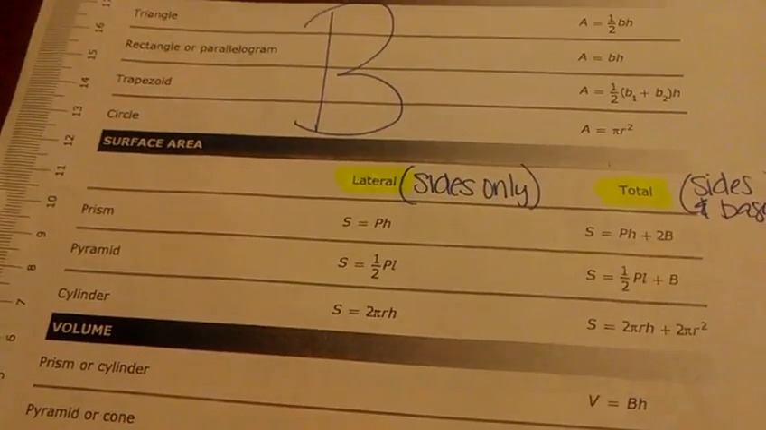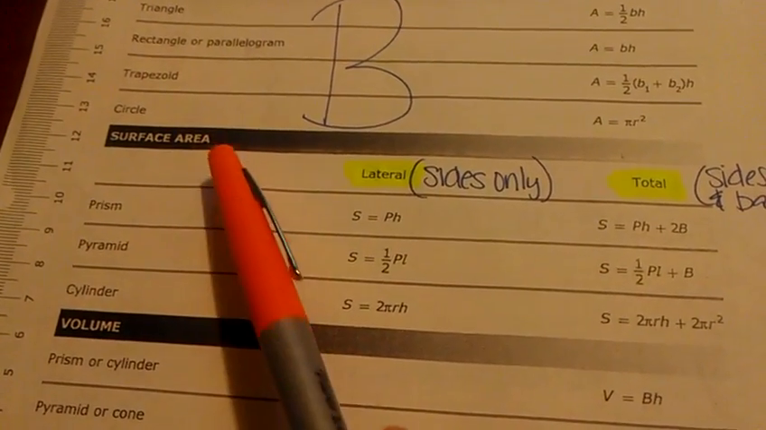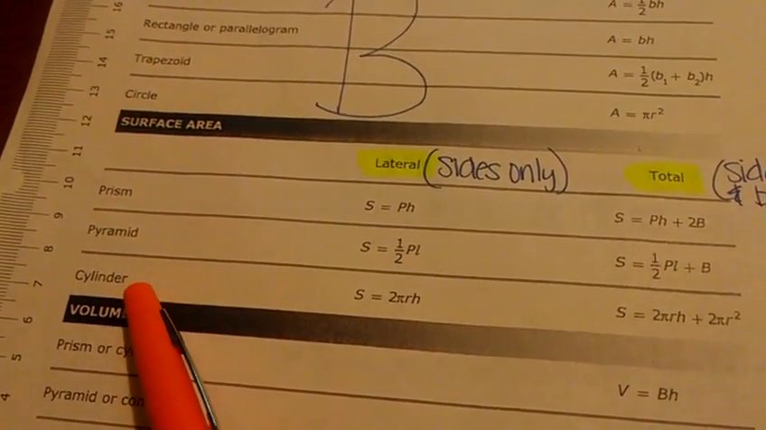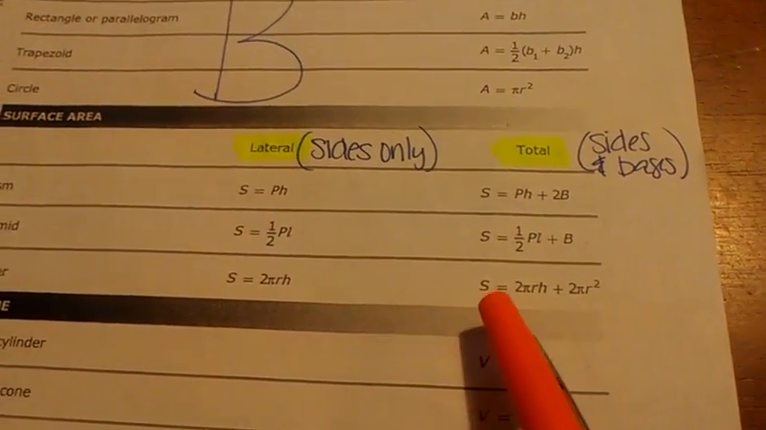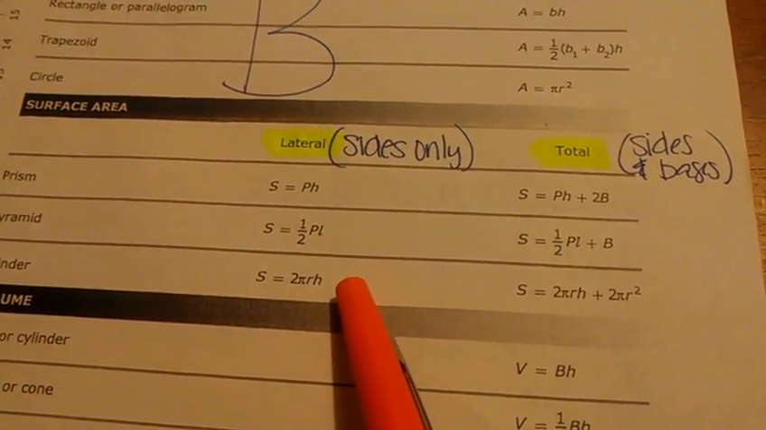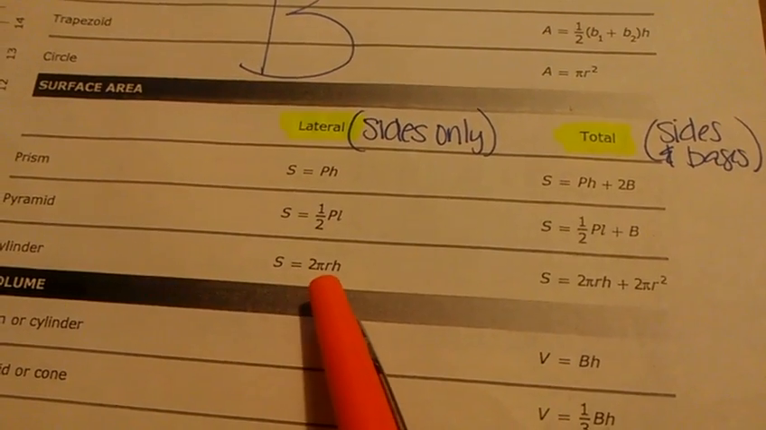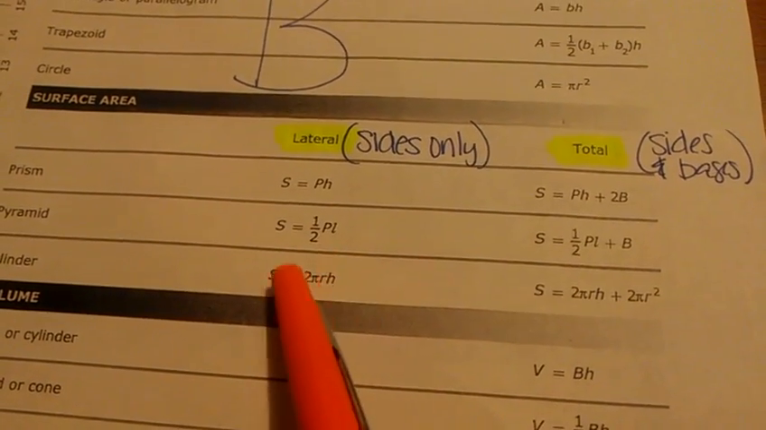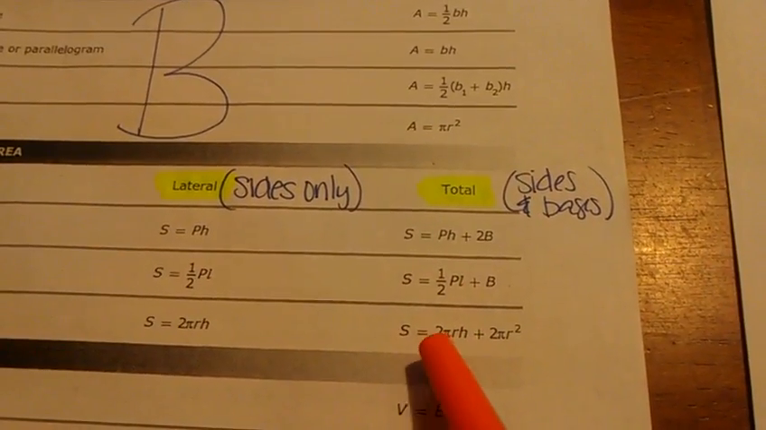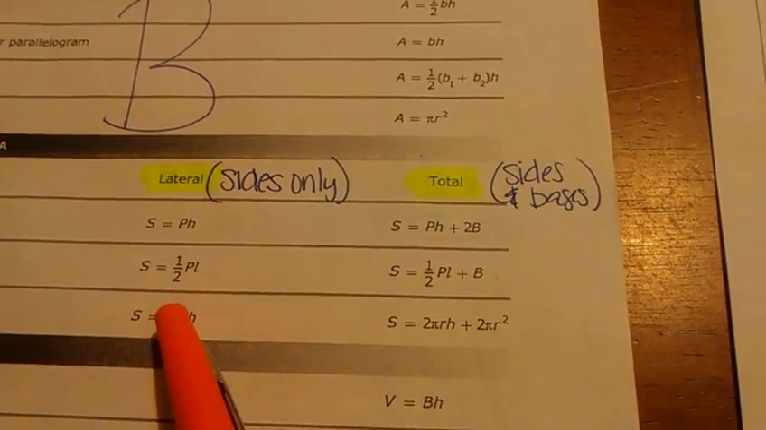Surface area formulas. This time we're going to be focusing on the surface area of a cylinder. Come over here to your formulas. Lateral surface area of a cylinder is 2 pi RH. Good thing about this is, look, there's no capital letters there. Total is 2 pi RH. Oh, there's your lateral formula.